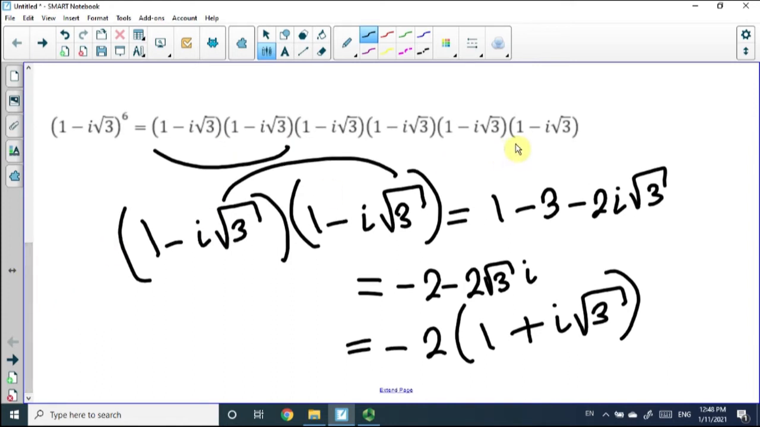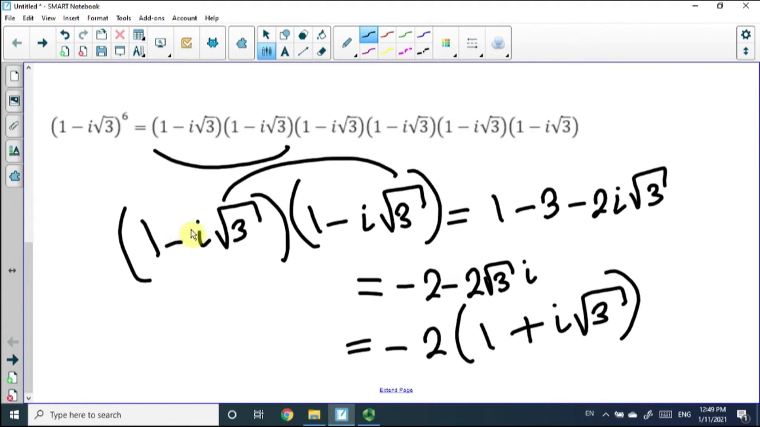Now we could continue, but if we make a note, we notice that the bracket of the answer is 1 plus i square root of 3, which is the complex conjugate of the original complex number. So when we multiply two of those brackets, we get a factor of minus 2 times the complex conjugate of the complex number we started with. And that's a good note.